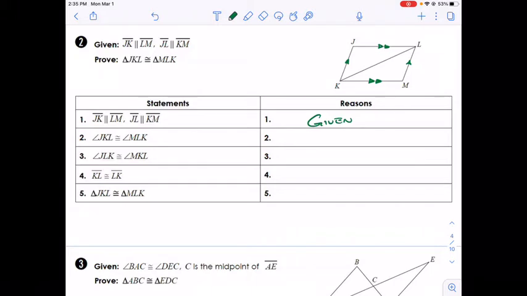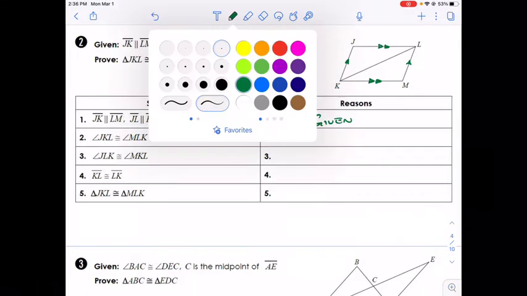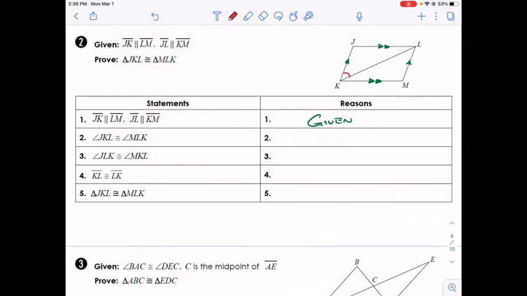Now, remember what parallel lines tell us. It tells us we're probably going to have some of our special angle pairs. So now, angle JKL is congruent to MLK. These 2 here. And that is going to be by the definition of, well, these are congruent. It would be definition of parallel, but these are alternate interior angles. So we'll put alternate interior angles.